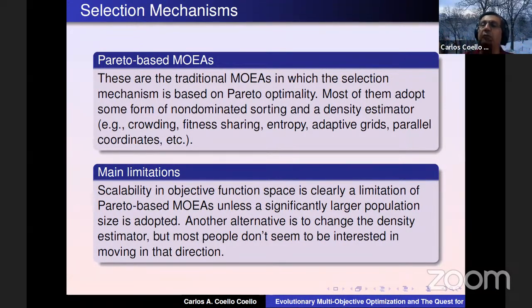In terms of fitness, they will get the same fitness, so that when selecting, they all have the same probability, and solutions which are dominated, which are the bad solutions, get a lower fitness or a lower probability of being selected. The density estimator, we have many. I have another slide in which I will mention a few. The main limitation of Pareto-based algorithms is scalability.